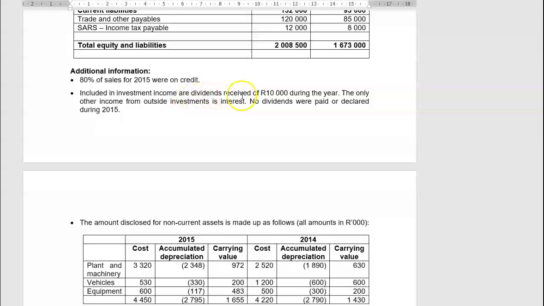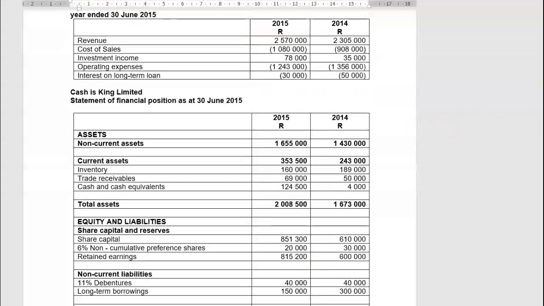Included in investment income are dividends received of 10,000 Rand during the year. Let's highlight that. The only other income from outside investments is interest. No dividends were paid or declared during 2015. Important.